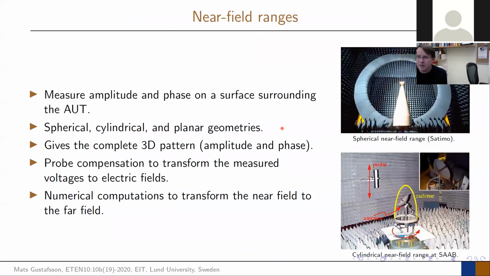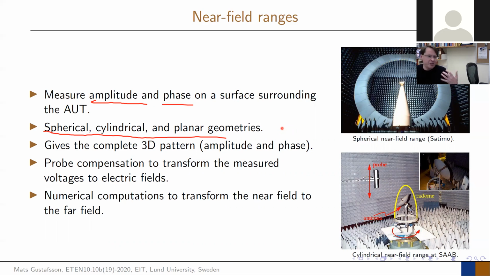You can do a near field range. So there are different types of them. In this case, you actually measure in the near field of the structure, and then you use algorithms to compute things. So in these cases, you actually measure both amplitude and phase. In the far field range, it's usually sufficient to measure the amplitude. It's done on different geometries, typically spherical, cylindrical, or planar geometries.